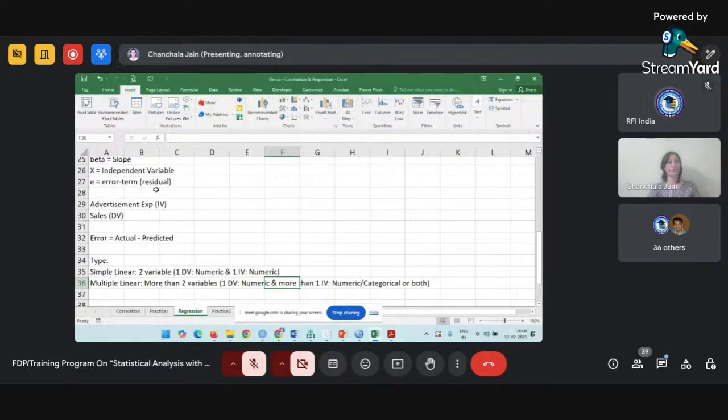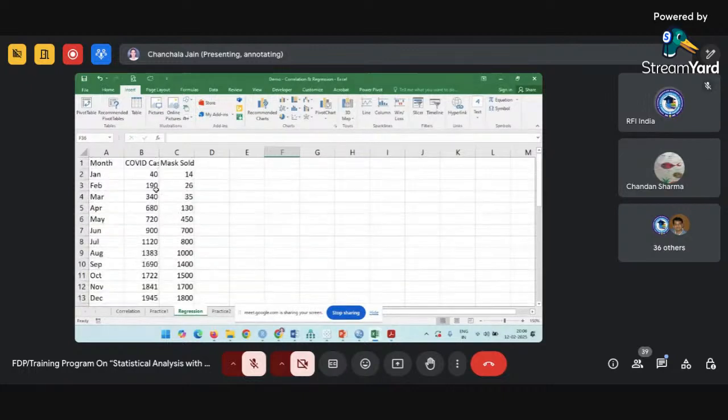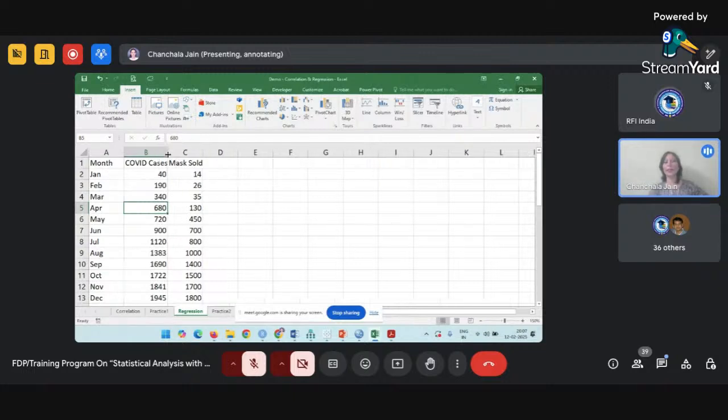Yes, ma'am. Fine. Now we'll see. We have data available in the regression sheet. You can see the data is of COVID cases and the masks sold according to the 12 months given to us. So this is the very bad phase every one of us has seen. Generally we can correlate these, and we can comment if we have the COVID cases data and also the mask sold data.